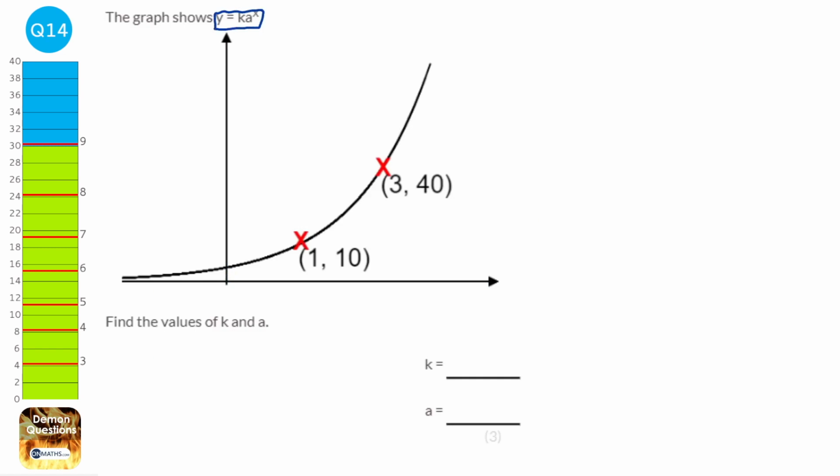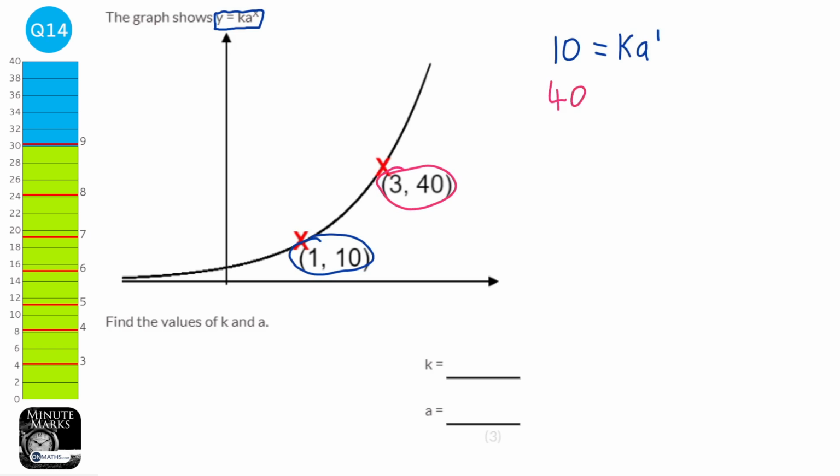So we're given the equation of the line, which is y equals k a to the power of x, and we're given two coordinates. So we're looking at this first coordinate and put that into the equation. So y is 10 equals k a to the power of x, which is 1. And we're going to do the same with the other coordinate. So we've got 40 equals k a to the power of x, which is 3.